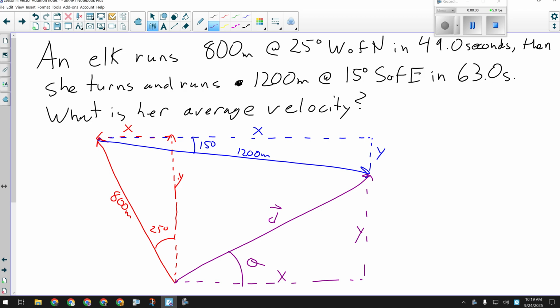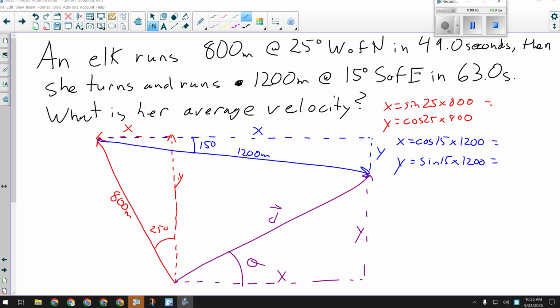Okay, so that's what your vector diagram should look like for this question. I'll give you a few more minutes to get ahead of me on calculating all the x's and y's and all of that good stuff. Okay, let's have a look at some of the calculations here. We'll start with the red triangle.